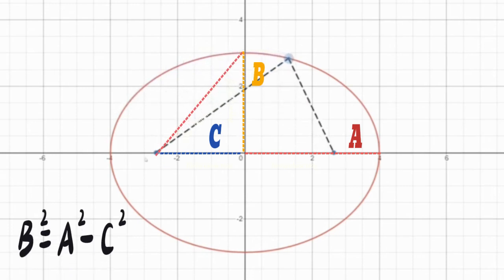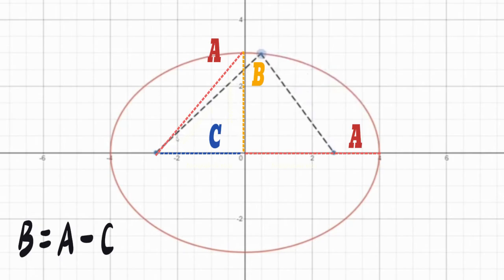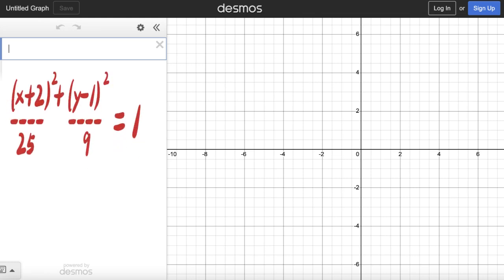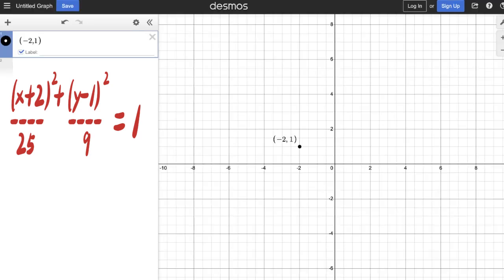To graph an ellipse, the first thing we want to do is find the center. Once we have that, we will plot it on. Let's take an example question. From this problem, we can see that the center is -2, 1. Let's plot it on with the black point. Right off the bat, we already have our answers.